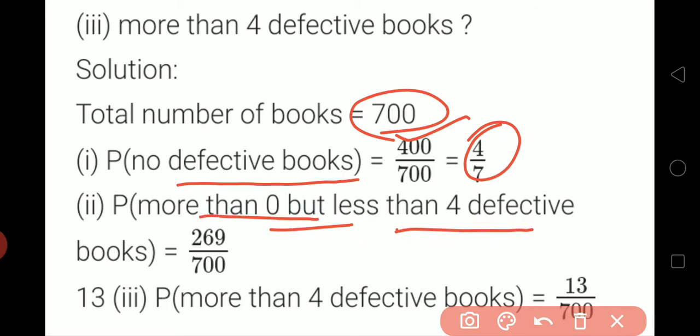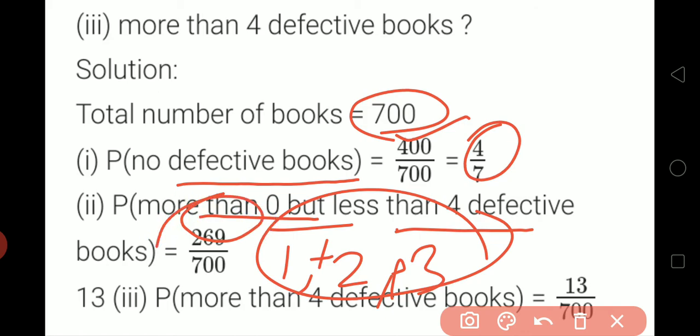So we will add the outcomes of 1, 2 and 3. These are 269 after adding, divided by 700, that is the total outcomes.